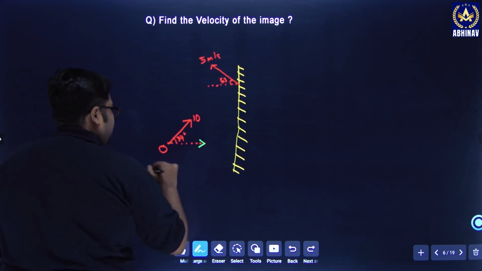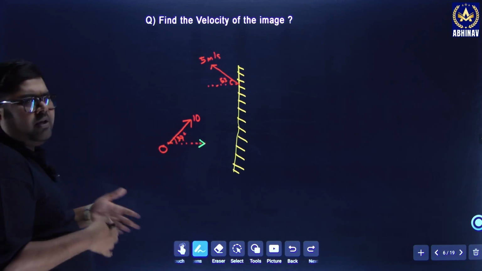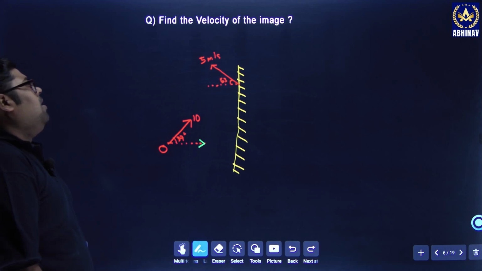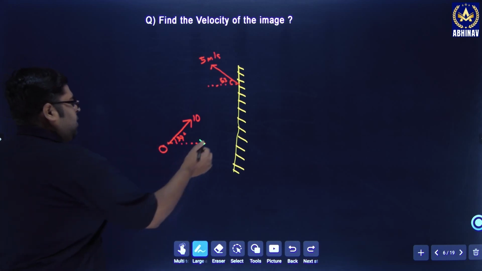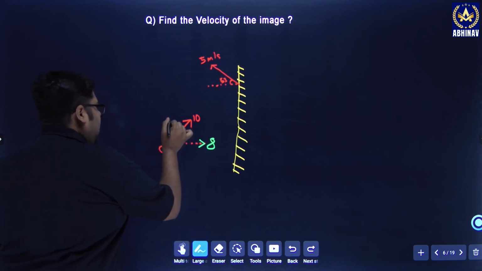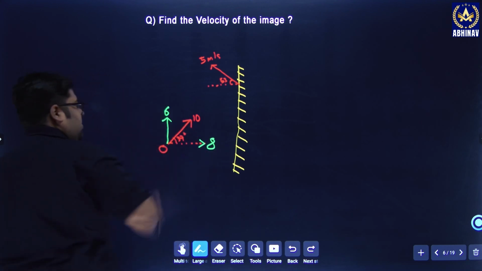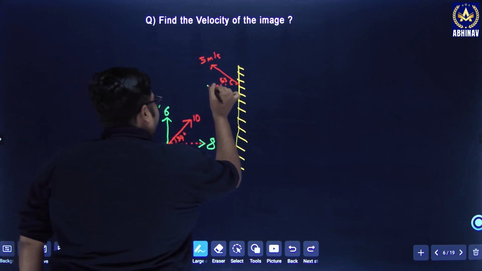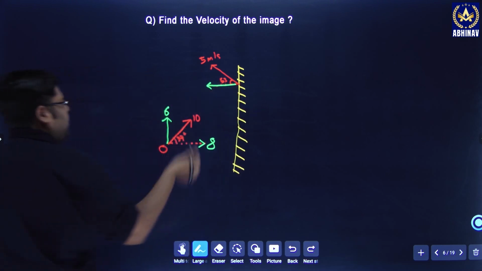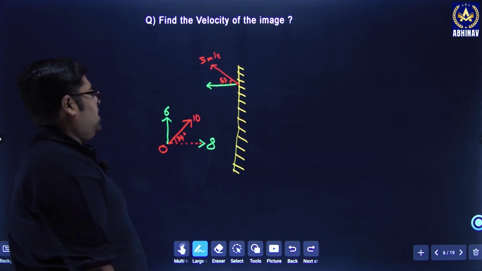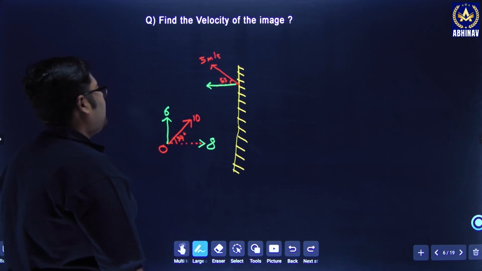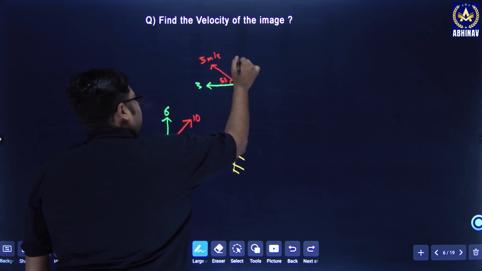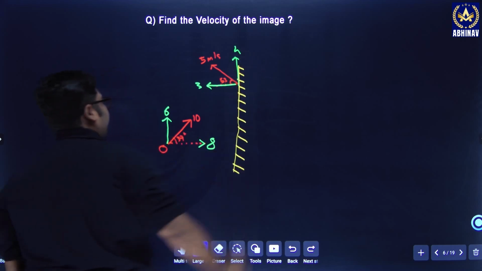Now, tell me quickly, what is this component going to be? Cos 37. What is the value of cos 37? I think cos 37 is 4 upon 5, right? So, 4 upon 5 multiplied by 10 will give us this component as 8 and the y component as 6. Similarly, let us resolve this component also. So, this will be 5 cos of 53 degrees. Now, cos 53 is how much? Cos 53 is 3/5, so it will be 3 meters per second and the sine component will be 4.